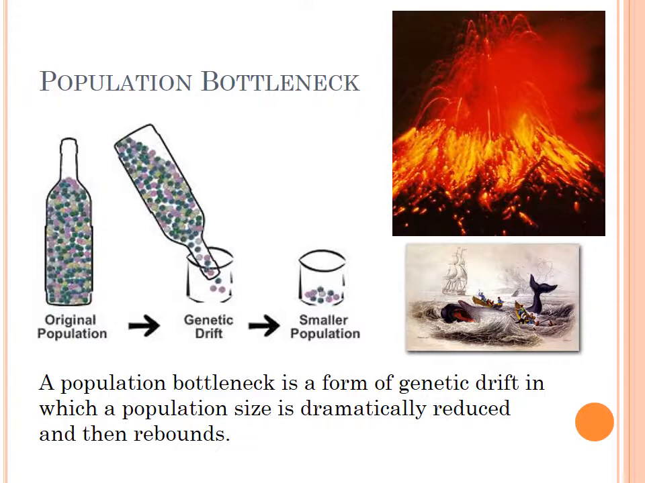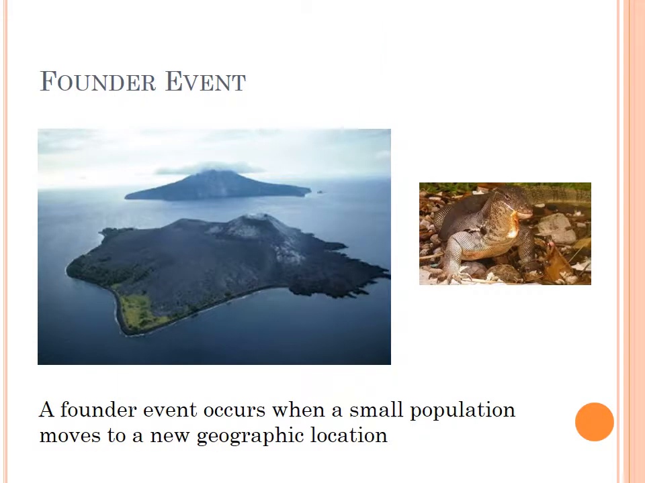So that's a bottleneck. When you end up with lowered levels of allelic diversity.